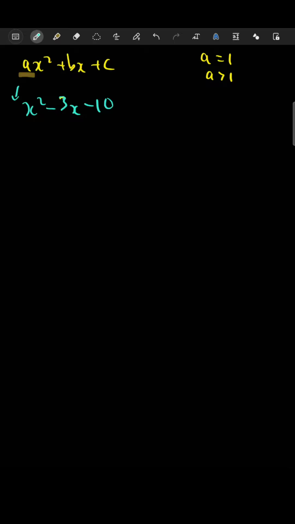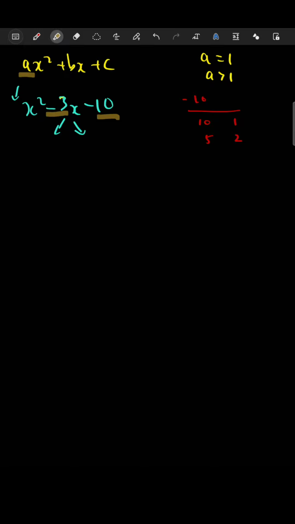There are of course many ways to factor this, but we are going to do the most basic one, which is to split the middle term into 2. So the first step is to get factors of 10: 10 and 1, 5 and 2. These factors should multiply to minus 10 but add to minus 3.